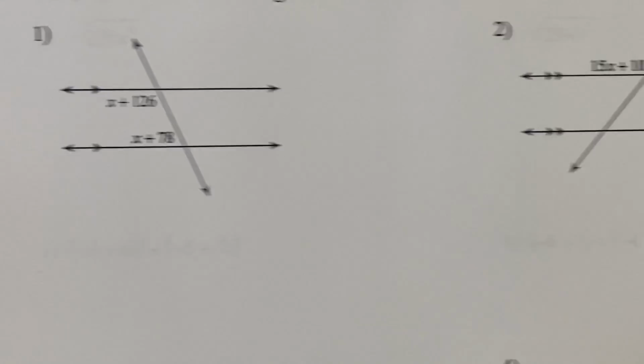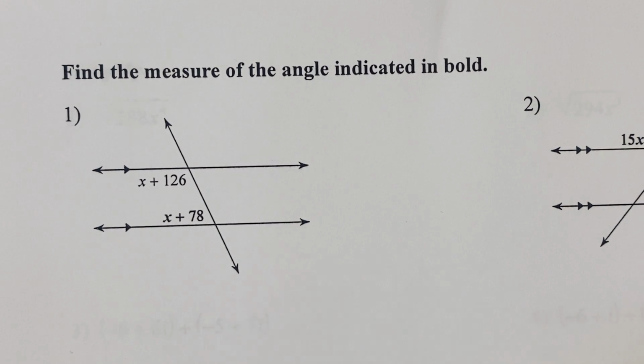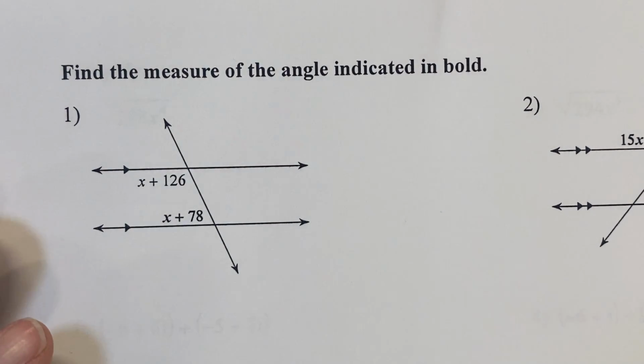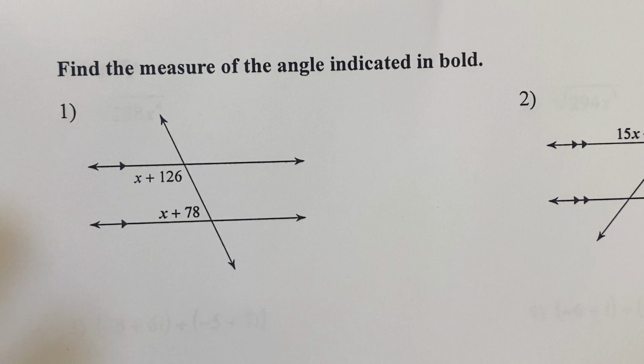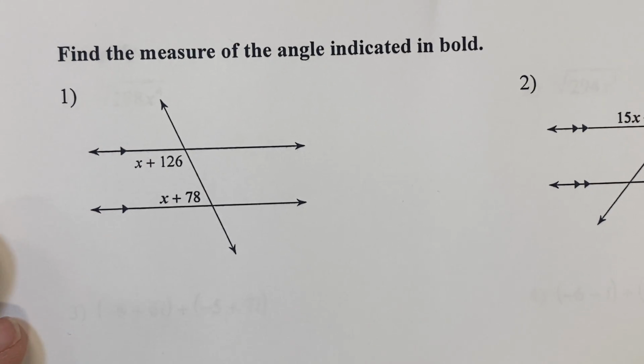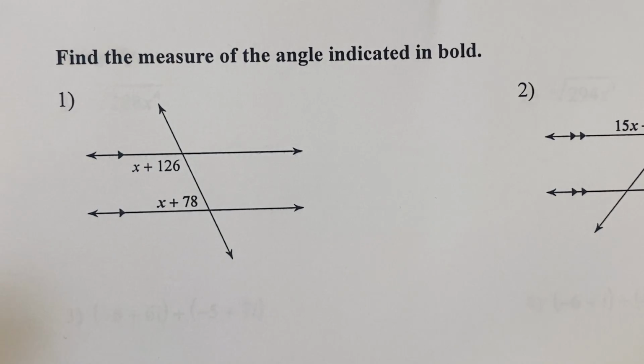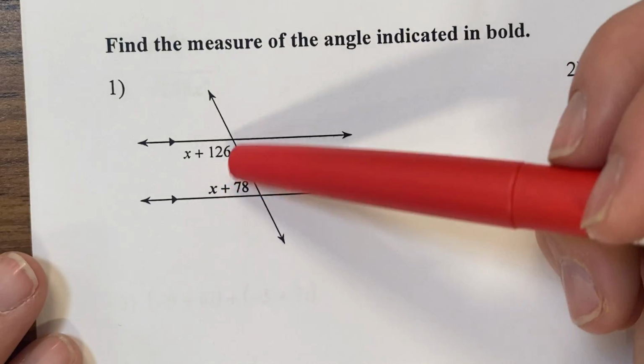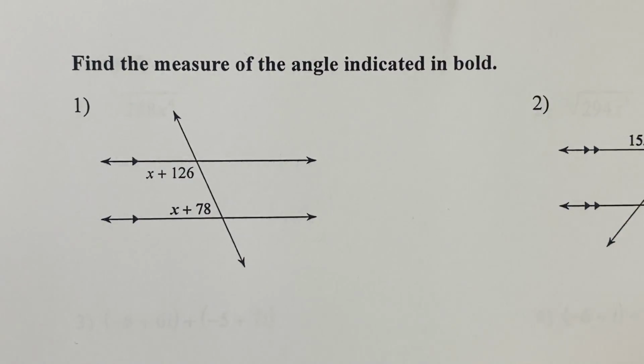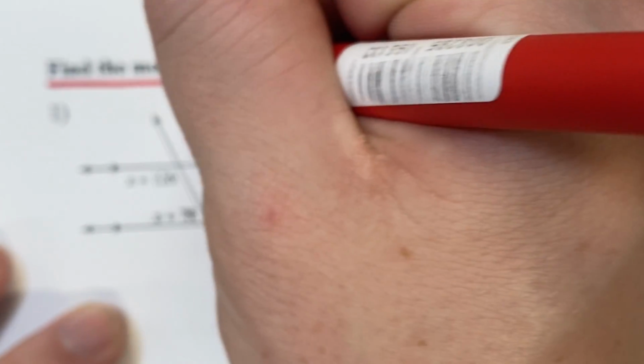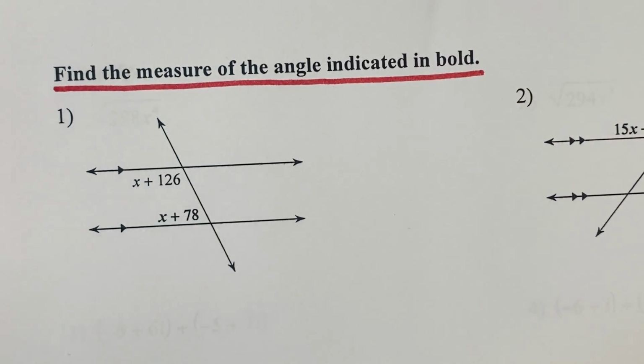Okay, let's go to our next page. Alrighty, so the next big thing we talked about are transversals, transversal relationships. We talked about a few different types of relationships. Let's identify, because the first thing it's asking us is to find the measure of the angle indicated in bold.